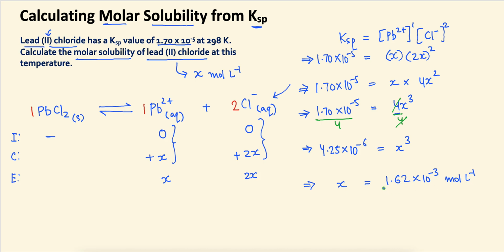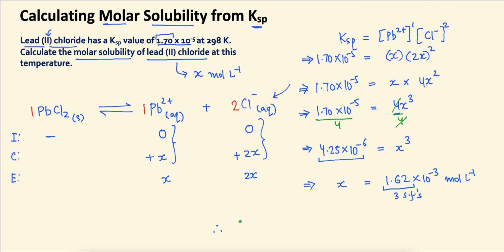And I'm deliberately writing the correct number of significant figures here, right? If you take the cube root of this number in your calculator, you will find more decimal places. But I'm writing only 3 significant figures because if you look at the data given in the problem, the value of Ksp has 3 significant figures, right? So that's why I'm writing 3 significant figures here, right?